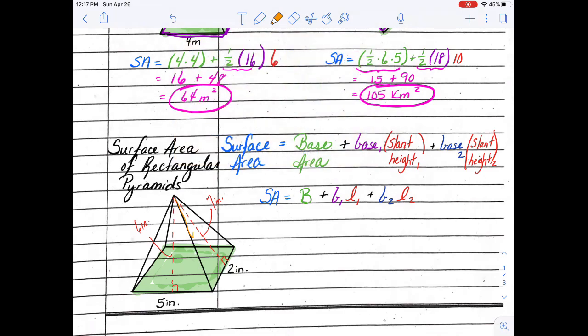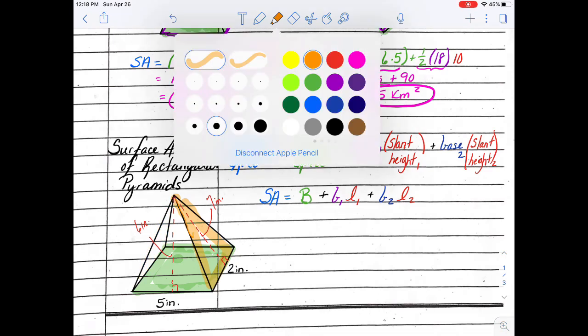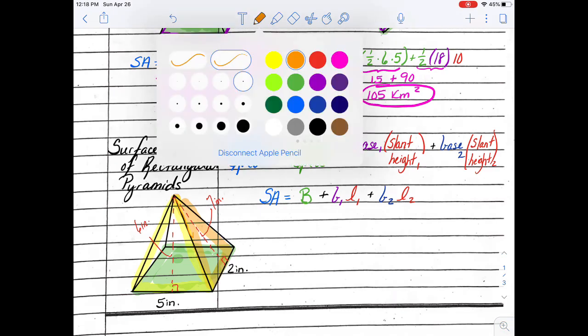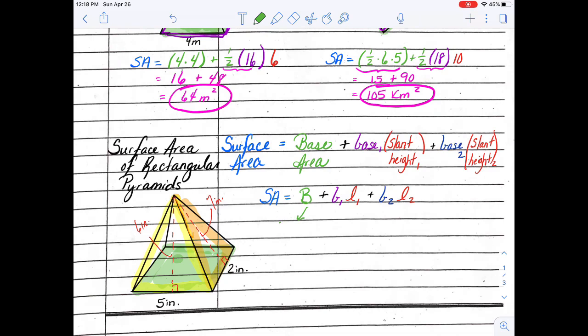The triangle here is going to be the same as the triangle on this side, but the triangle here in the front is going to be a little different because they have different bases. They're also going to have different slant heights, but the one in the front is going to be the exact same as the one in the back. So when I go ahead and give you this formula, we're still going to find that base area. That doesn't change. We have to know the base area first. Well, that base, we already said it, is a rectangle. Finding the area of the base, 5 times 2.